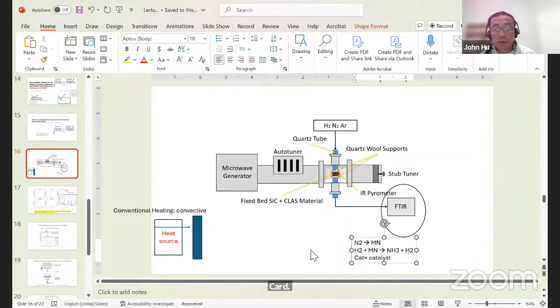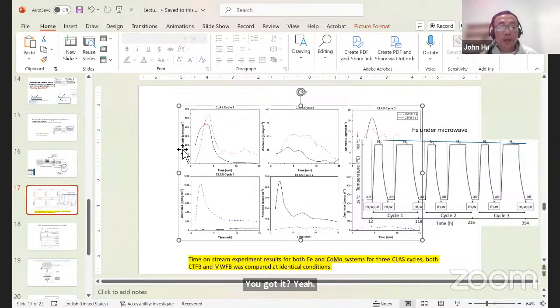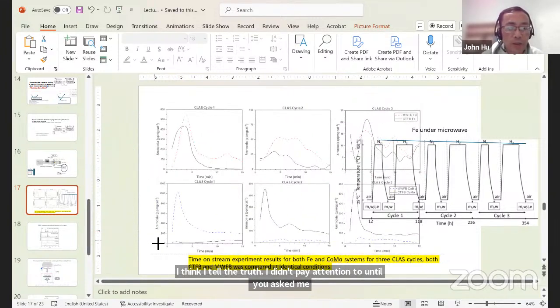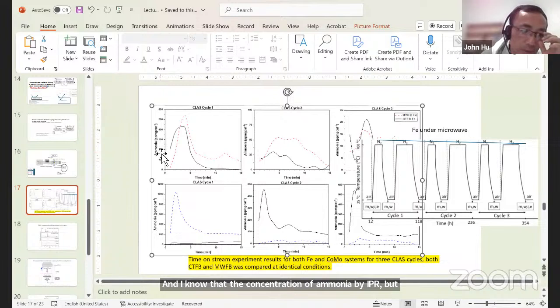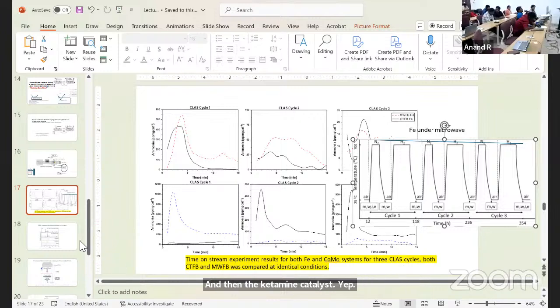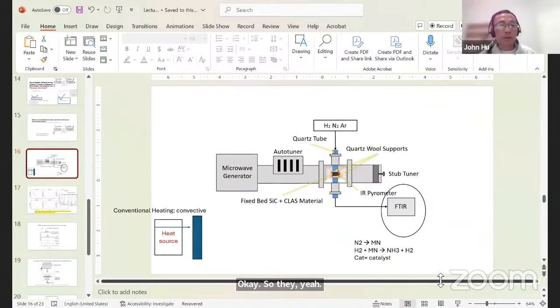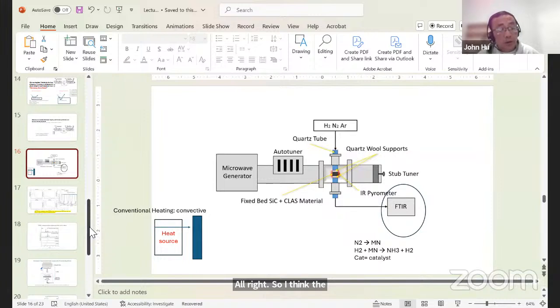Sir, we have one doubt. Yeah, I'll tell the truth: I didn't pay attention to it until you asked me. My student wrote this paper, and I knew that's the concentration of ammonia by FTIR, but I didn't realize there's catalyst in there. So basically ppm per gram of catalyst. G means gram, and cat means catalyst. I think that's a very good question. Now you see the difficulty.